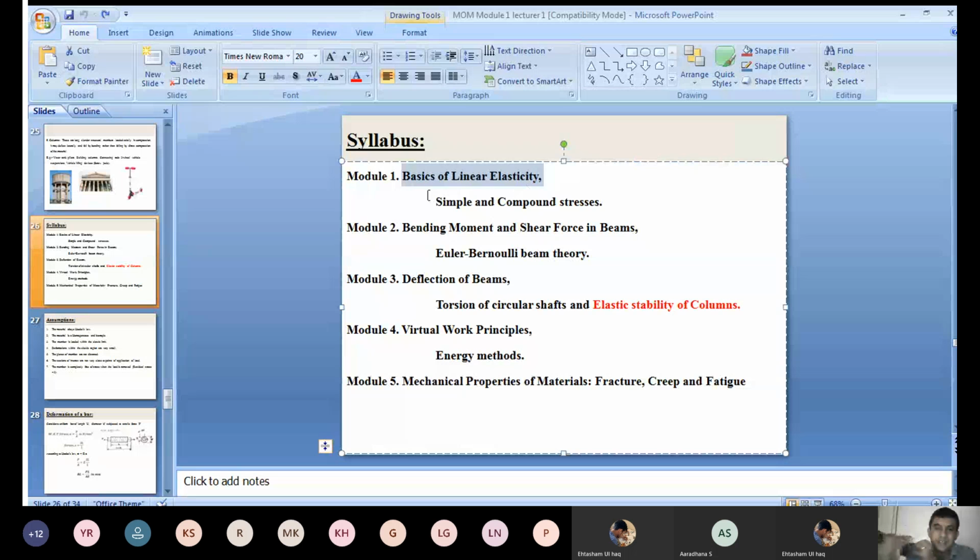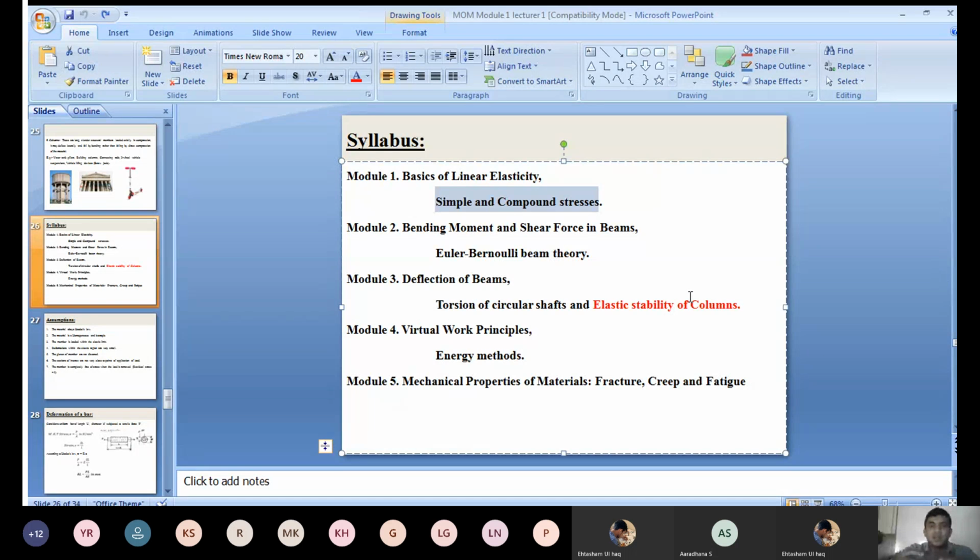In that, what will come here? Simple and compound stresses. Simple stresses mean we are applying a direct load. If you apply a tensile load, you get tensile stress. If you apply a compressive load, you get compressive stress. If you apply a shear load, a tangential load, you get shear stress. Those are simple stresses. Compound stresses mean a member subject to two or more loads.